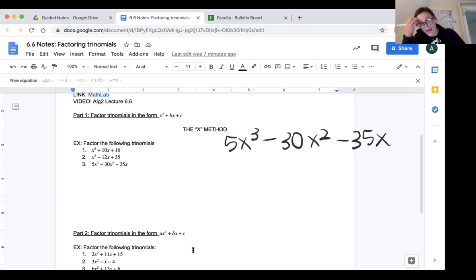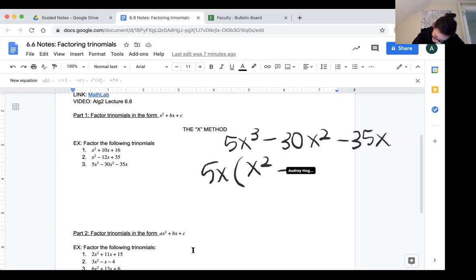And in order to do that, I can think to myself, 5, 30, 35, all factors of 5. I can factor out a greatest common factor. And further, I don't just have a numerical greatest common factor, I have a variable greatest common factor too, because I have x's in all of my terms. So in fact, I can factor out a 5x. And that leaves me with x squared minus 6x minus 7.